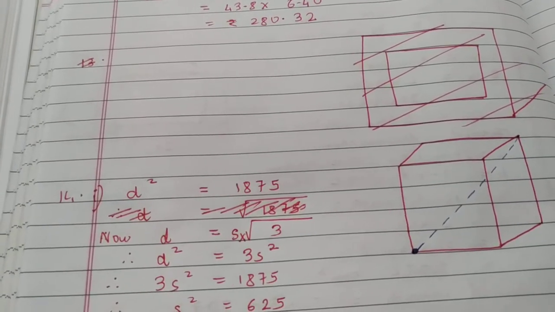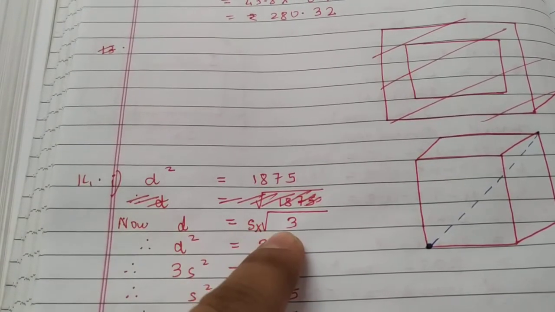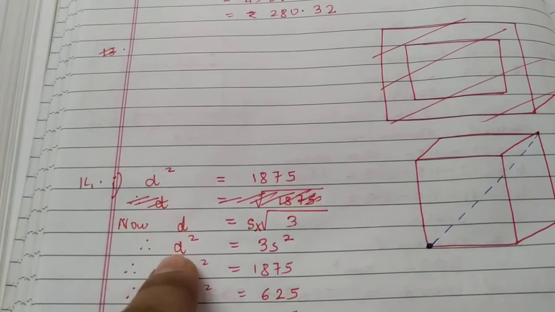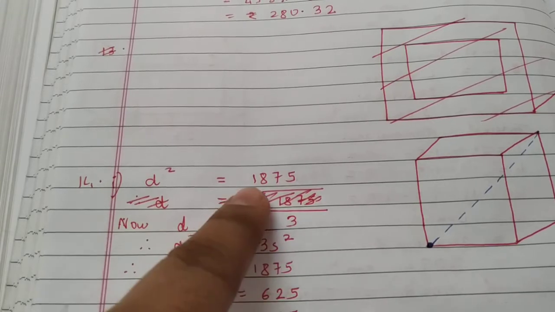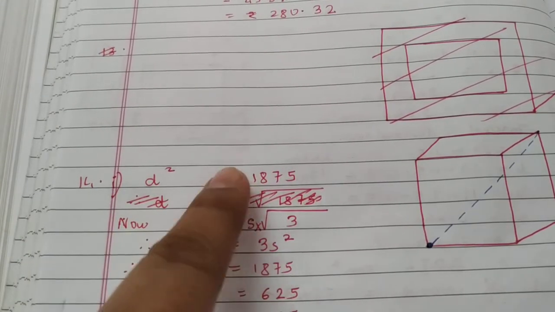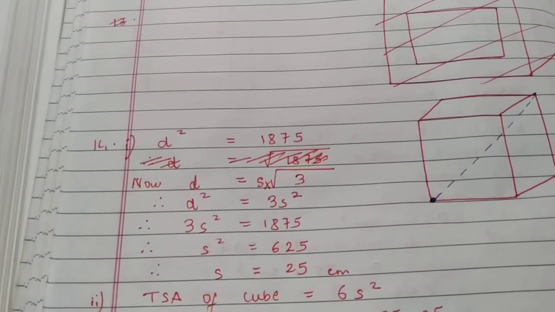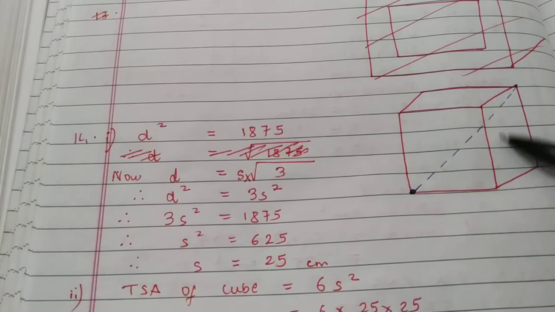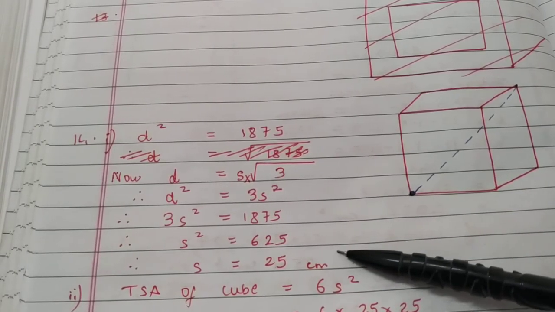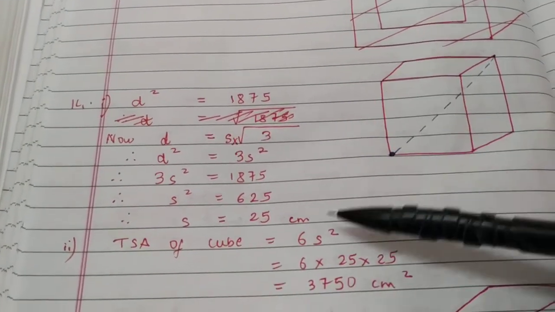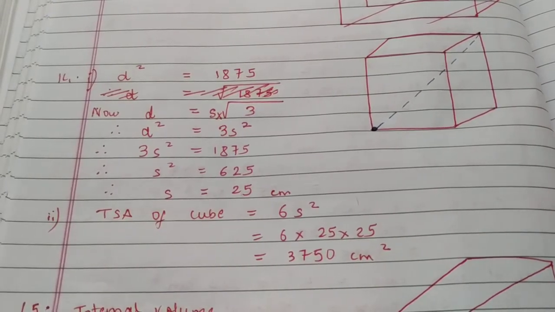Let's use the formula of a diagonal. For a cube, the diagonal formula is side into root 3. Squaring both the sides, it becomes d square is equal to 3 into side squared. But the d square value we already know. That means from 1 and 2, 3 s square is equal to 1875. Now solve it further and we get the value of the side of the cube, 25 centimeters. Second, they want the total surface area of the cube, all 6 sides. So that will be 6 into side squared, which comes up to 3750 centimeter squared.